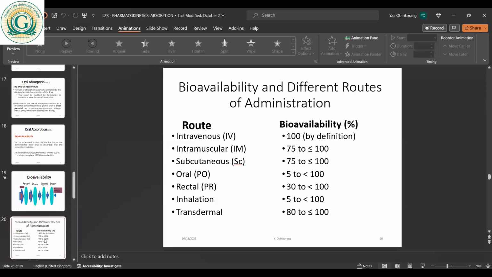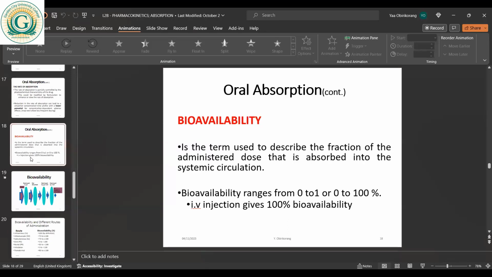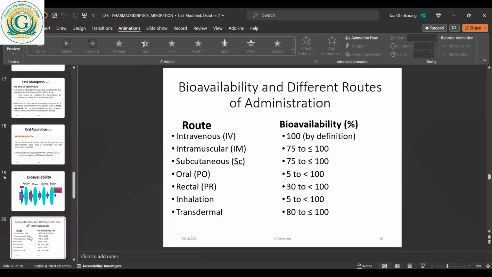So for this parameter, it's not about a particular route. Every route has a bioavailability, and for every drug you see it written: bioavailability of this drug is so and so. We use numbers to denote it, either 0 to 1 or 0 to 100%. Ideally, the IV route will give you 100% because you are putting the drug directly in the systemic circulation. So that will give you 100%, but that is theoretical.